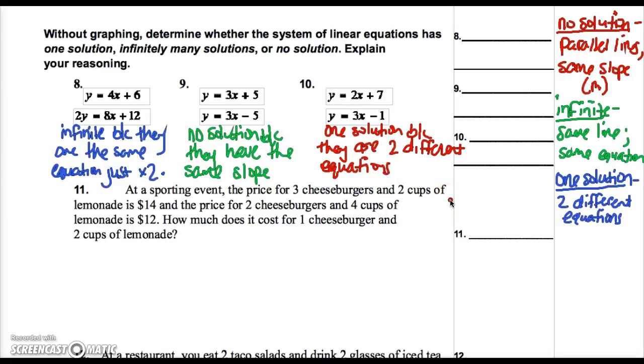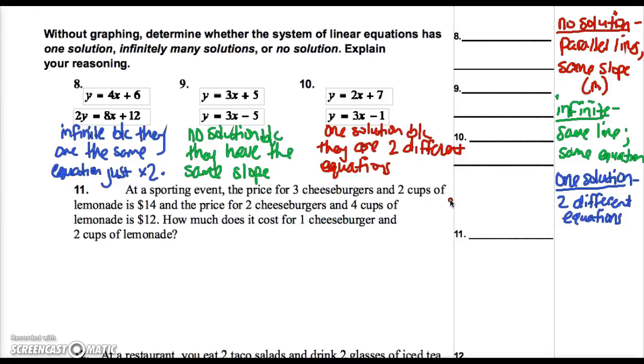Okay, so make sure you know the difference between the three of those and when to know if a system has one solution, infinite solutions, or no solution. It's really easy to tell. You don't have to do any work. You can just tell by looking at them. Okay?